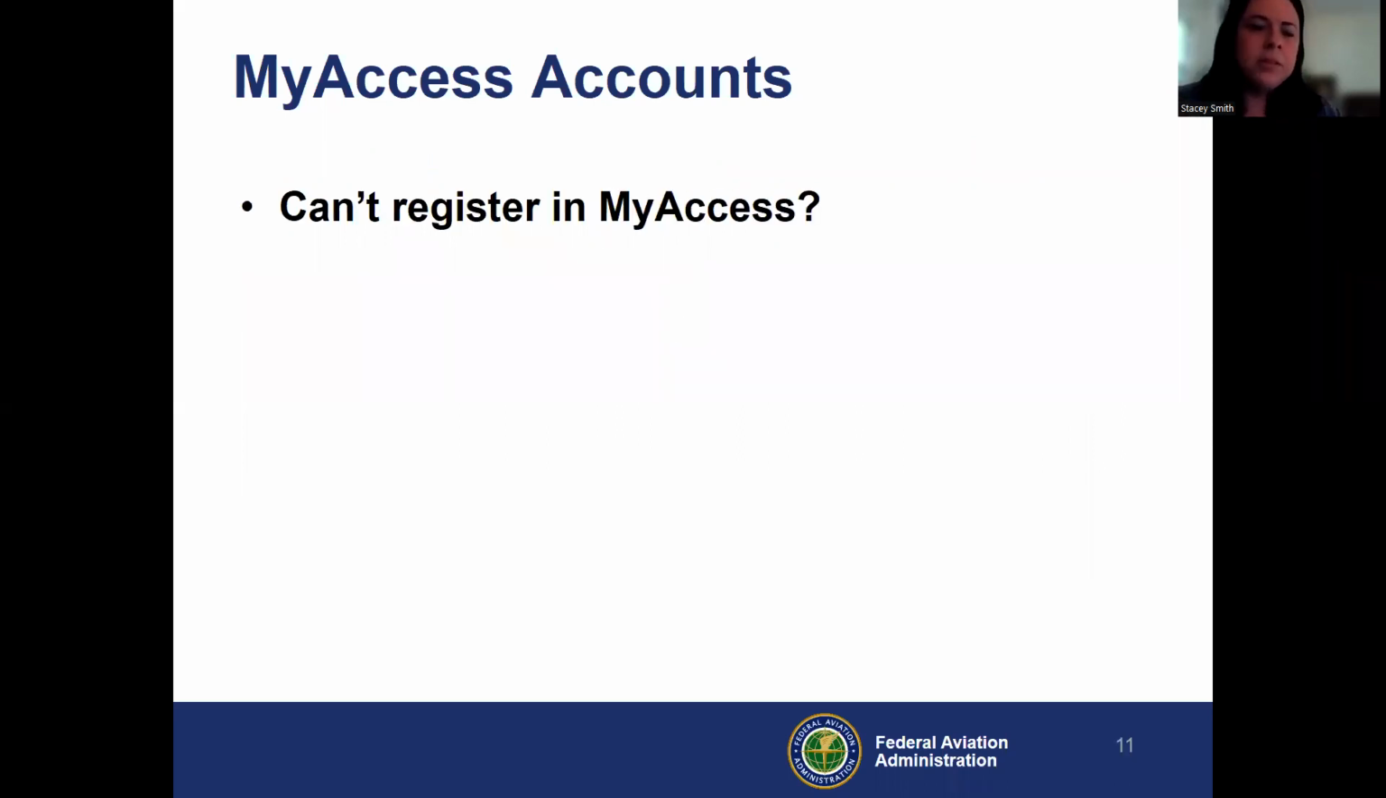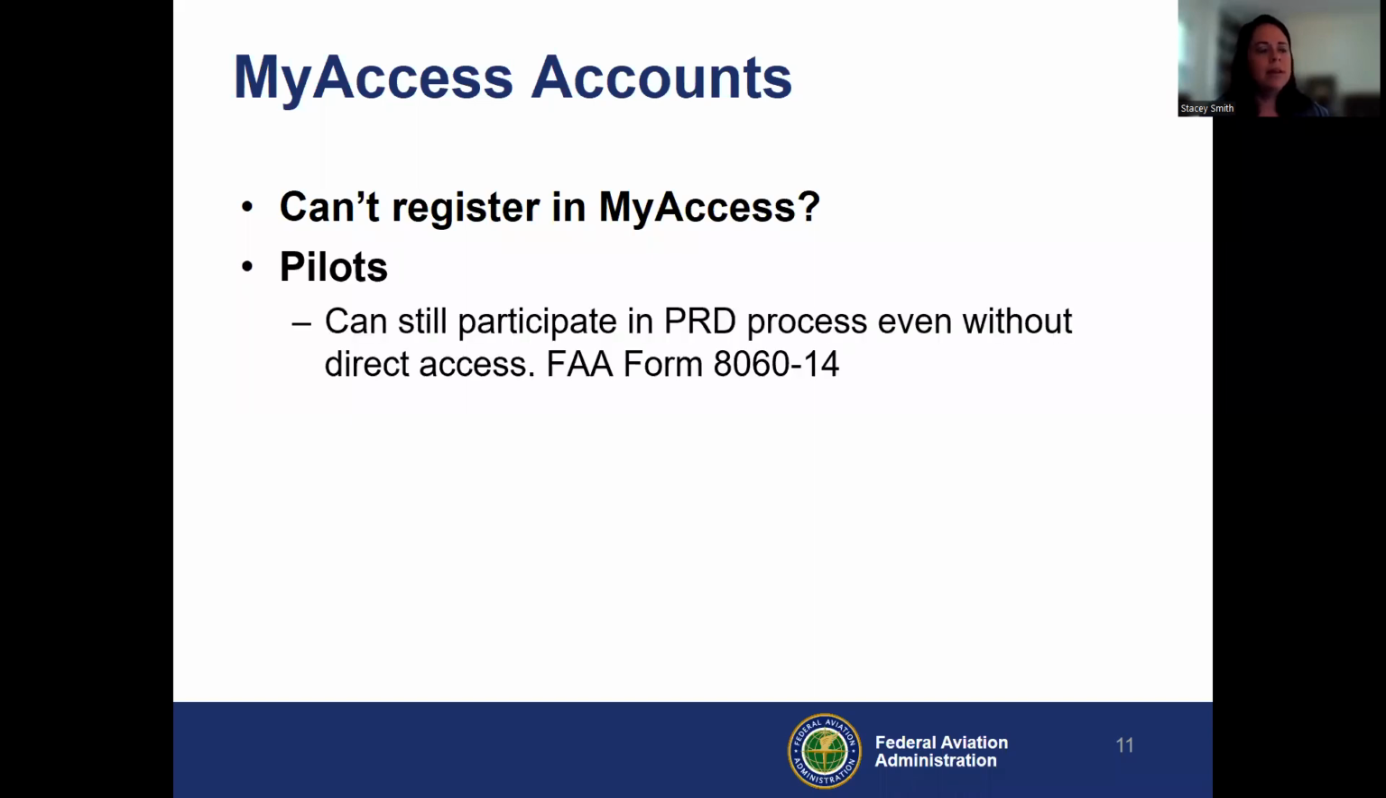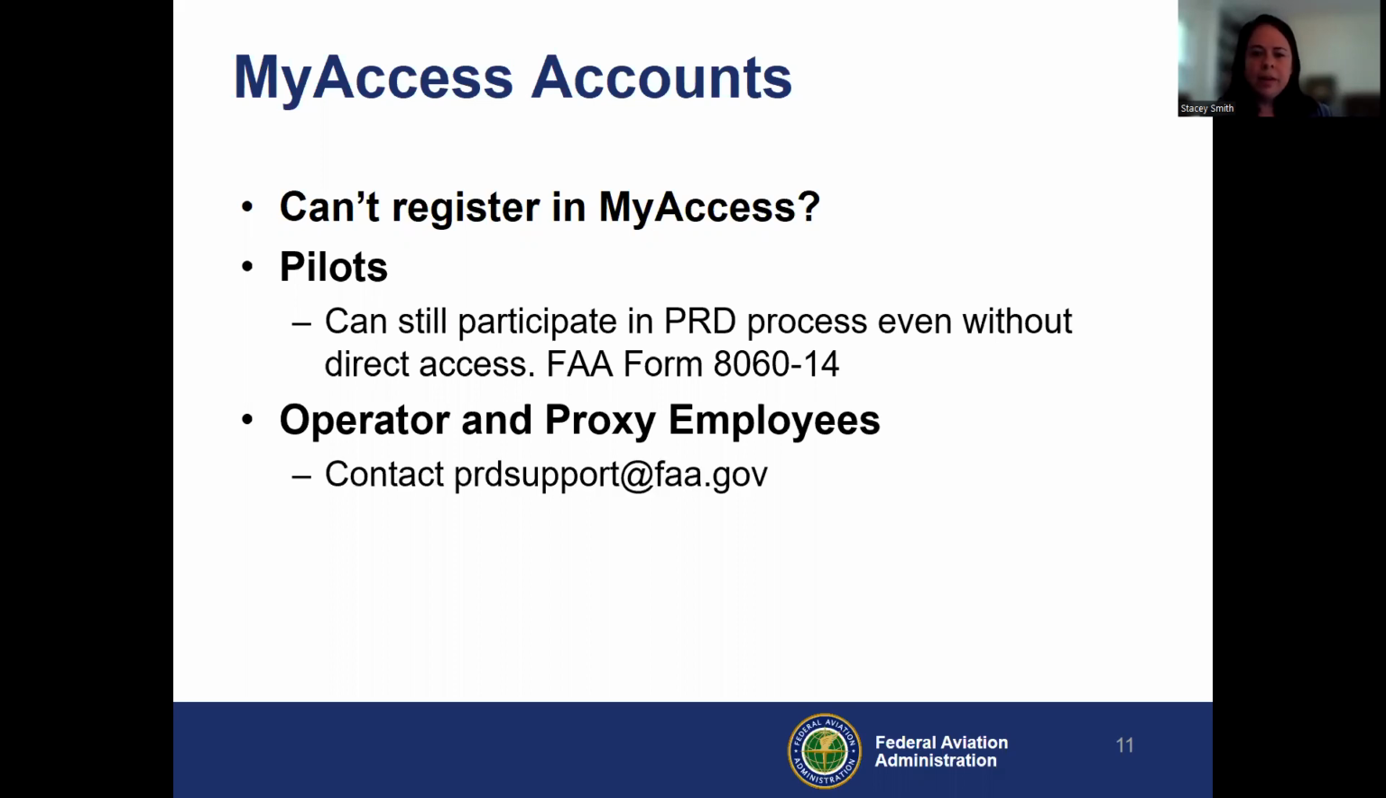Now, if you have any difficulty registering in MyAccess for pilots, we do have an alternate process where you'll submit the FAA Form 8060-14 to our PRD support. We get to those within 1 business day, or we can manually go in on our end and grant access to the air carrier that would like to review your records. We'll also send back a form to use so you can review your information in PRD as well. With the air carrier operators and proxy employees, if you have issues creating an account in MyAccess, please reach out to us at our PRD support and we will work with you to set up an account.